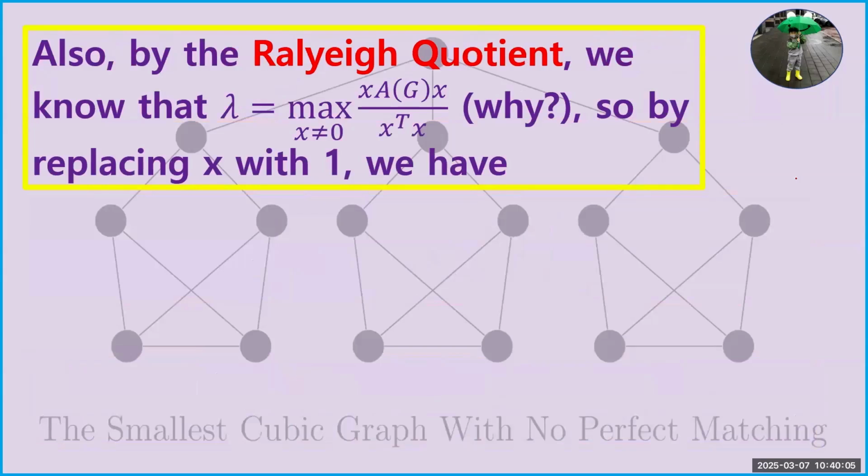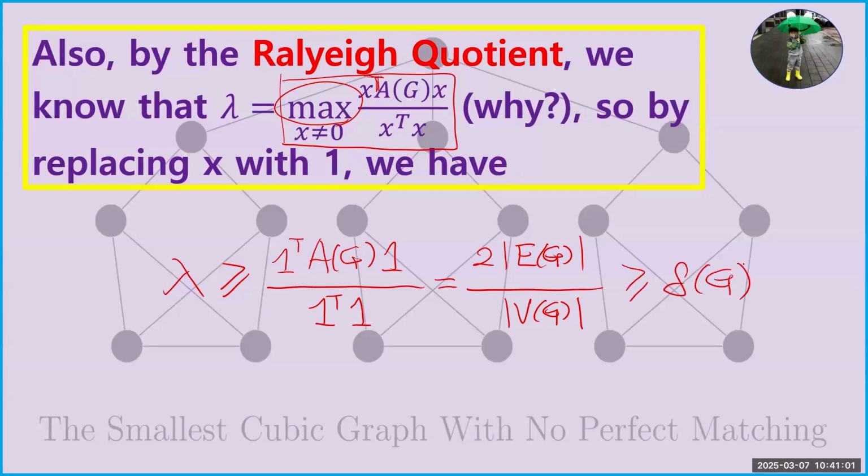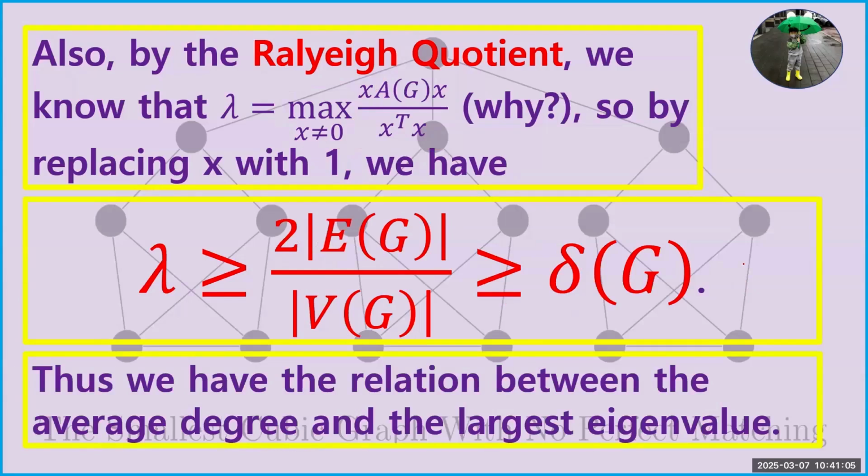Also, by the Rayleigh quotient, we know that the largest eigenvalue is equal to this maximum. So if I replace x with 1, lambda is greater than or equal to 1 transpose A(G) 1 over 1 transpose 1. I missed the transpose here, sorry. So the top equals the degree sum, or you can just put 2 times the number of edges here, and the bottom part is the number of vertices. So you can see the largest eigenvalue is greater than or equal to the average degree. And we know the average degree is also greater than or equal to the minimum degree. So we have the relation between the average degree and the largest eigenvalue, or the minimum degree and the largest eigenvalue.